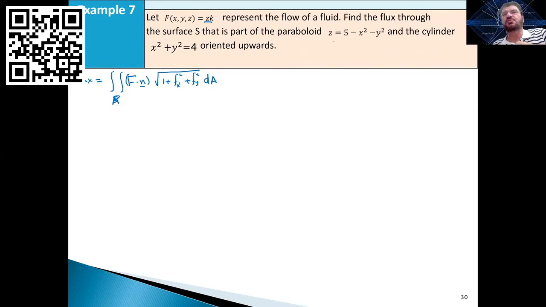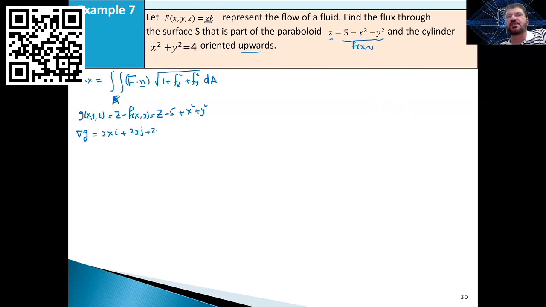To start with N, let's go to Z. Okay, oriented upwards. So we're going to say what? That G of XYZ is Z minus what? F of XY. By the way, this one is F of XY. Bring it to the left, we get Z minus 5 plus X squared plus Y squared. This is G. Now the gradient of G, let's differentiate with respect to X, you get 2X i. Differentiate with respect to Y, you get 2Y j, differentiate with respect to Z, you get 1 k.